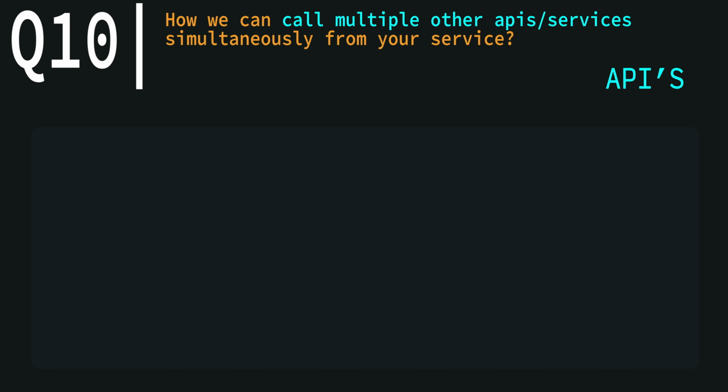Now we are moving to the next important topic, that is about the APIs. So the first question asked with the APIs is, if we are calling multiple different services, that is external services, then how can we call multiple other API services simultaneously from your service? Let me help you understand this question in another way.